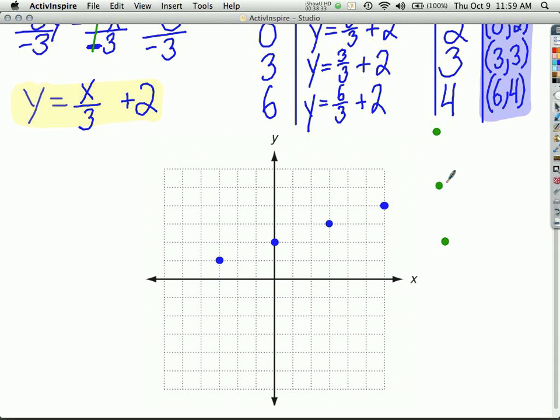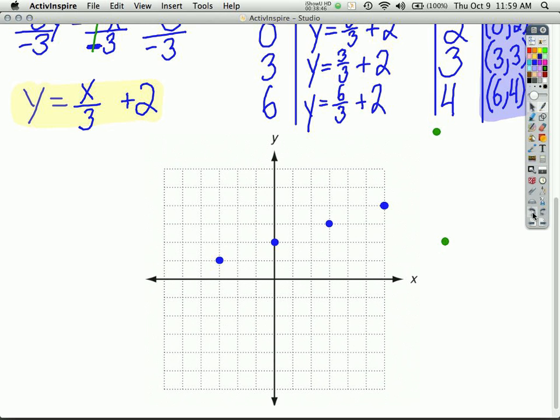You can't see that by looking at this. You can't see that by looking at the table up here. You can only see the trend when you have a graph. And so it's used to make predictions.